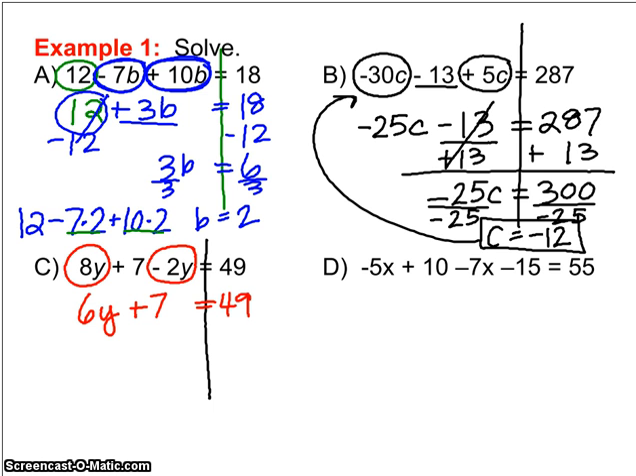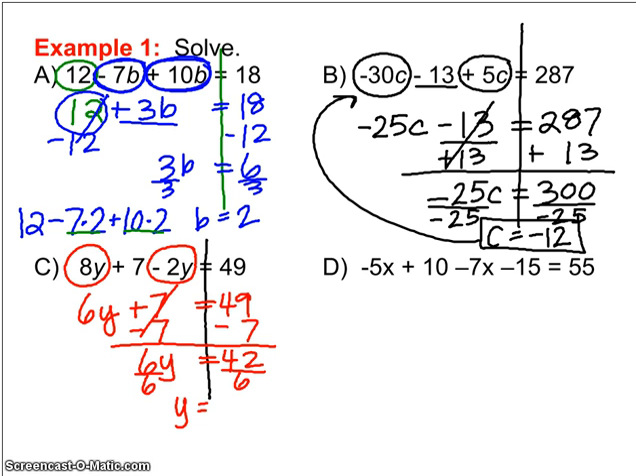We'll walk through the steps. I'm going to do the inverse of addition and subtraction first. So I'm going to get rid of this 7. If I do it to one side, I must do it to the other. I'm left with 6y equals 42. Y is being multiplied by 6, so I'm going to do the opposite, which is to divide by 6, and I'm left with y equals 7.